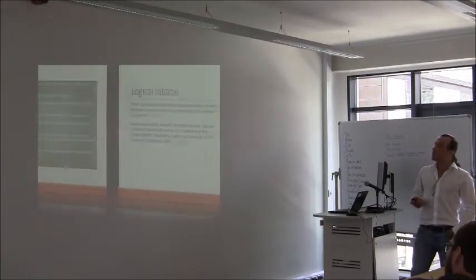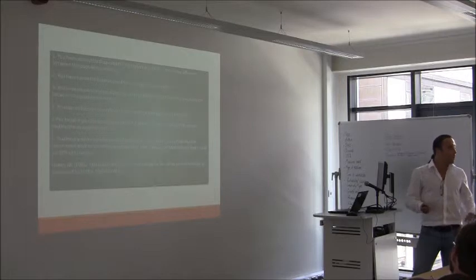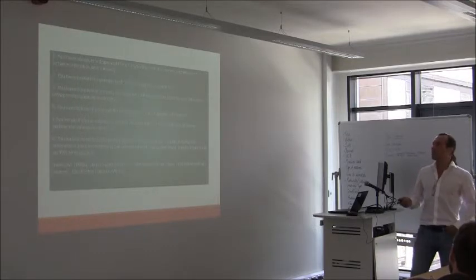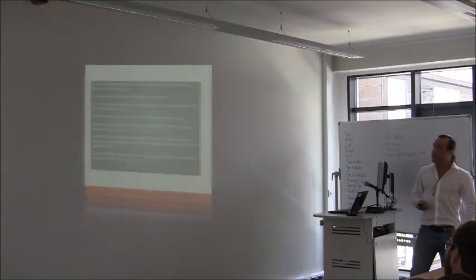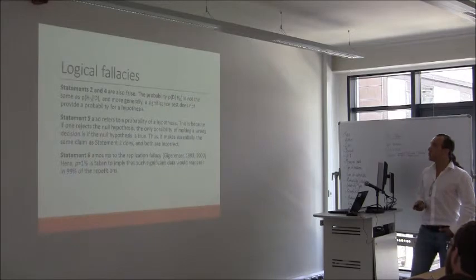Let's look at statement 2 and 4 for just a second. You have found the probability of the null hypothesis being true. You don't know anything about the probability of the null hypothesis being true or false. The only thing you know is the probability of the data given the null hypothesis. And the same is true for 4 as well. So this is basically the problem of inverse probability.